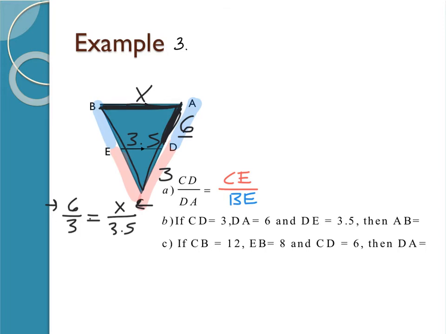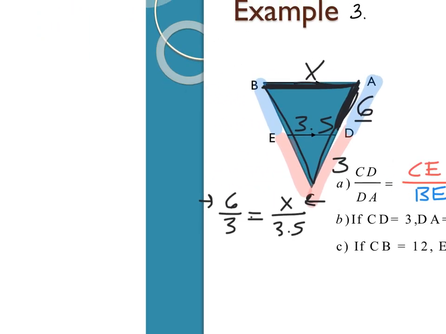So we could also write this as 3 over 6 is equal to 3.5 over x. This would be the same thing as this. So either way, as long as you keep it consistent. So we're either going to have both the 6 and the x on top or both the 6 and the x on the bottom.